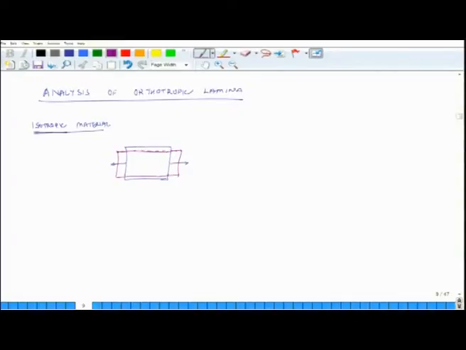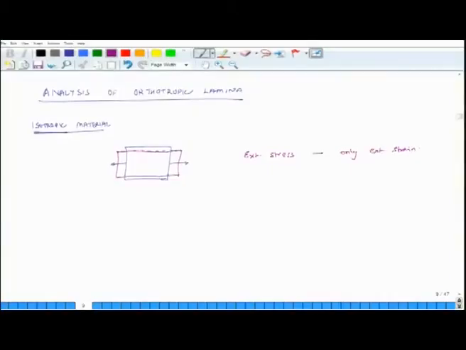So, this is the response. Extensional stress causes only extensional strain. The thing becomes longer, that is an extensional strain, and it becomes slimmer, that is also an extensional strain, but in the negative direction. So, this is how isotropic materials behave.